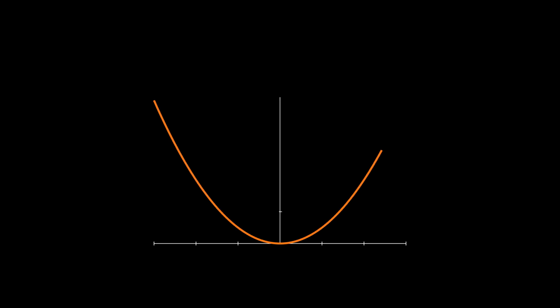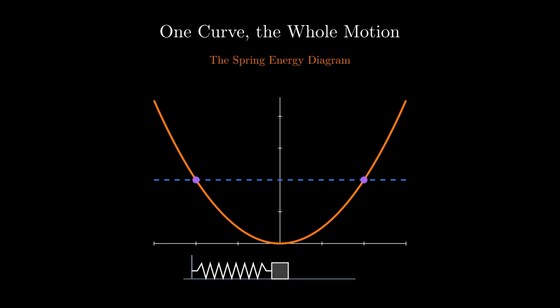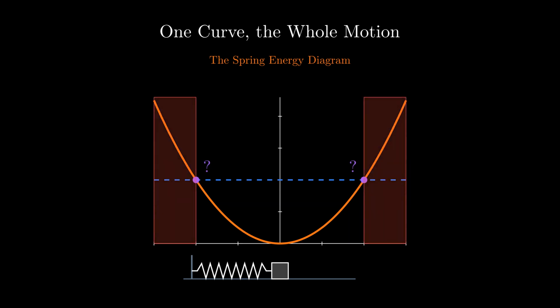Stretch a spring, let go, and everything about the motion that follows is already written in a single curve, where the object speeds up, where it stops and turns around, where it can never go at all. One parabola encodes it all. Today we learn to read that curve, the energy diagram.